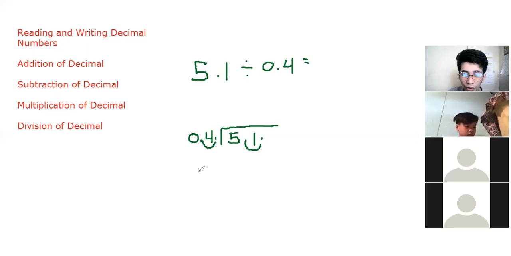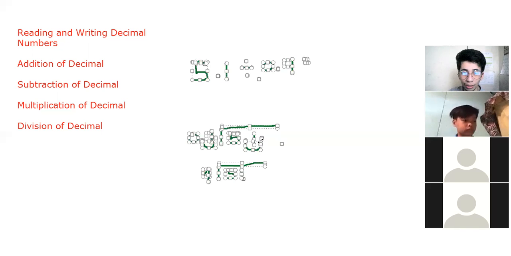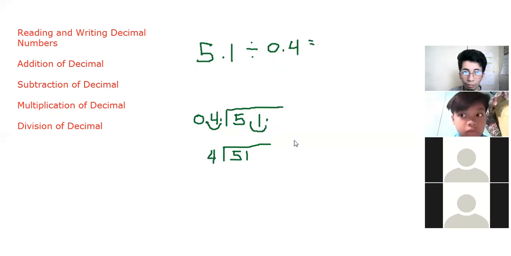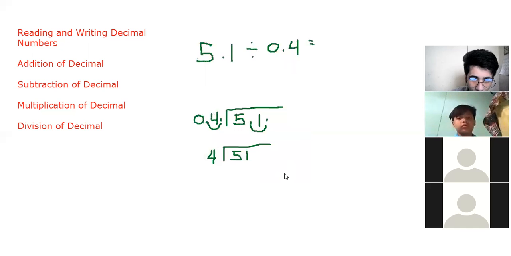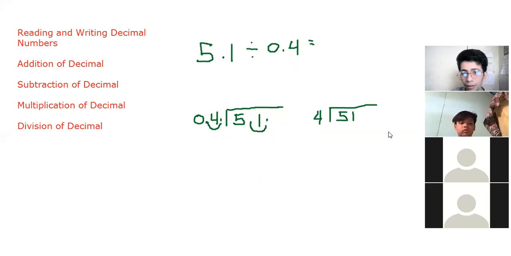So we no longer write the 0, just 4, since it is now a whole number. 4, and here 51. Okay? So that is how we write it. 4 and 51. Now let's compute. 5 divided by 4, what is 5 divided by 4? That is 1. 1 times 4 is 4. So 5 minus 4 is 1.